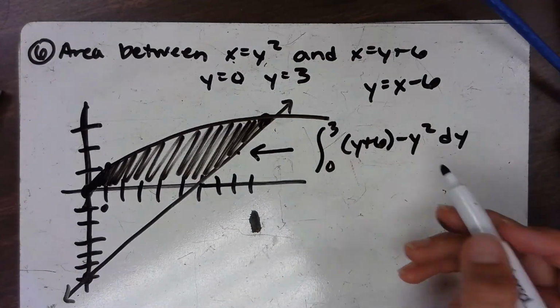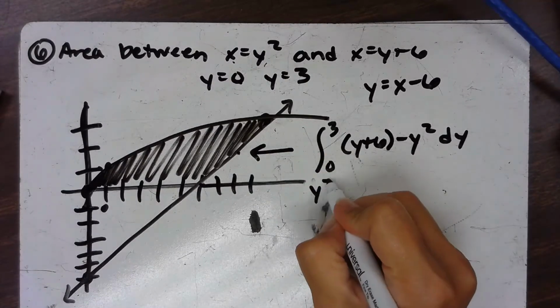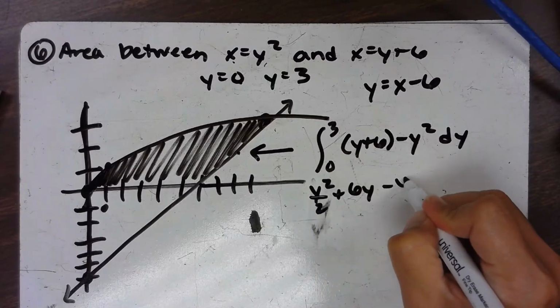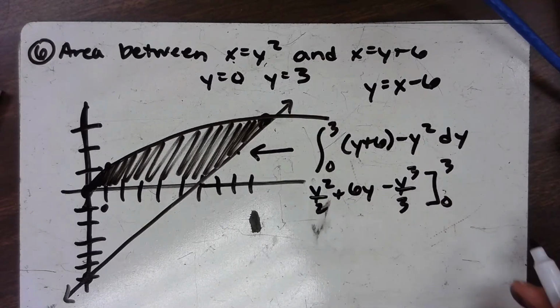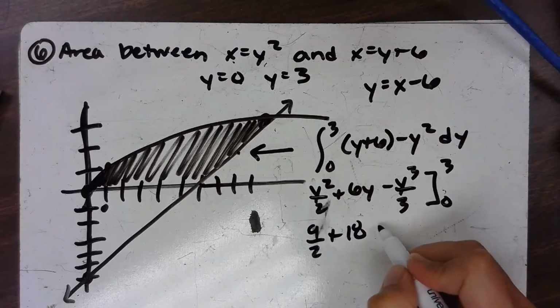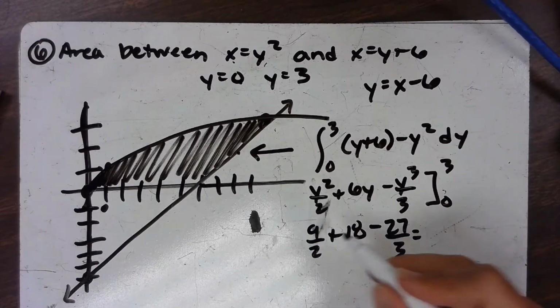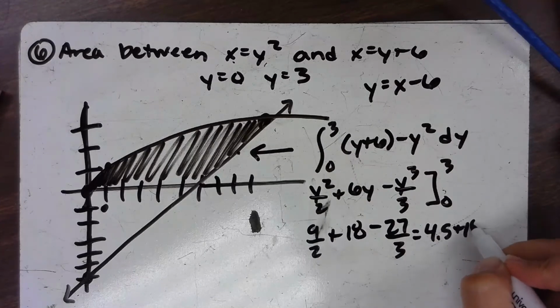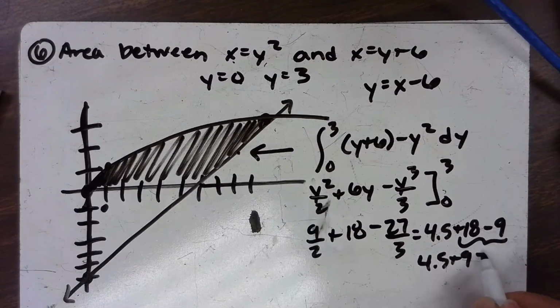This one's not a bad one to integrate, because I'm going to end up with y squared over 2 plus 6y minus y cubed over 3, and I'm doing it from 0 to 3. 0 is not going to have any effect on it, but 3 squared is 9. 6 times 3 is 18. That's 27 over 3, so we know that's 9. So far, it's not too bad. That's 4.5 plus 18 minus 9. 4.5 plus 9 gives us 13.5 as the final area.